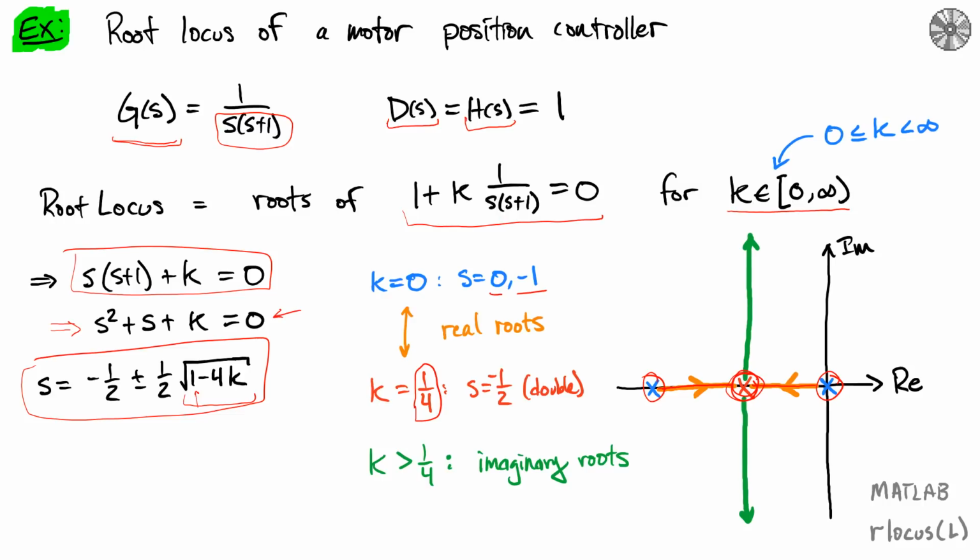And after that point, as soon as k is greater than a quarter, the inside of the radical is negative, which gives us complex valued roots. And so at that point, the complex value is essentially going to keep the same real value, which is minus 1/2, but it's going to increase or similarly decrease the imaginary part of those two poles as we change k higher than a quarter.